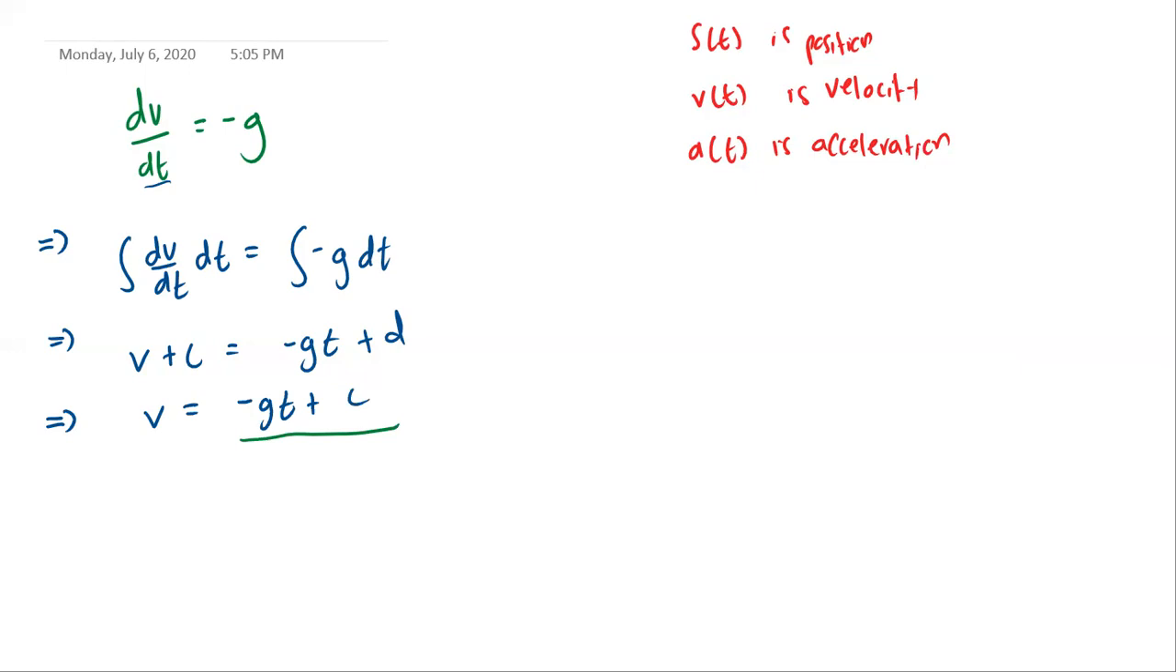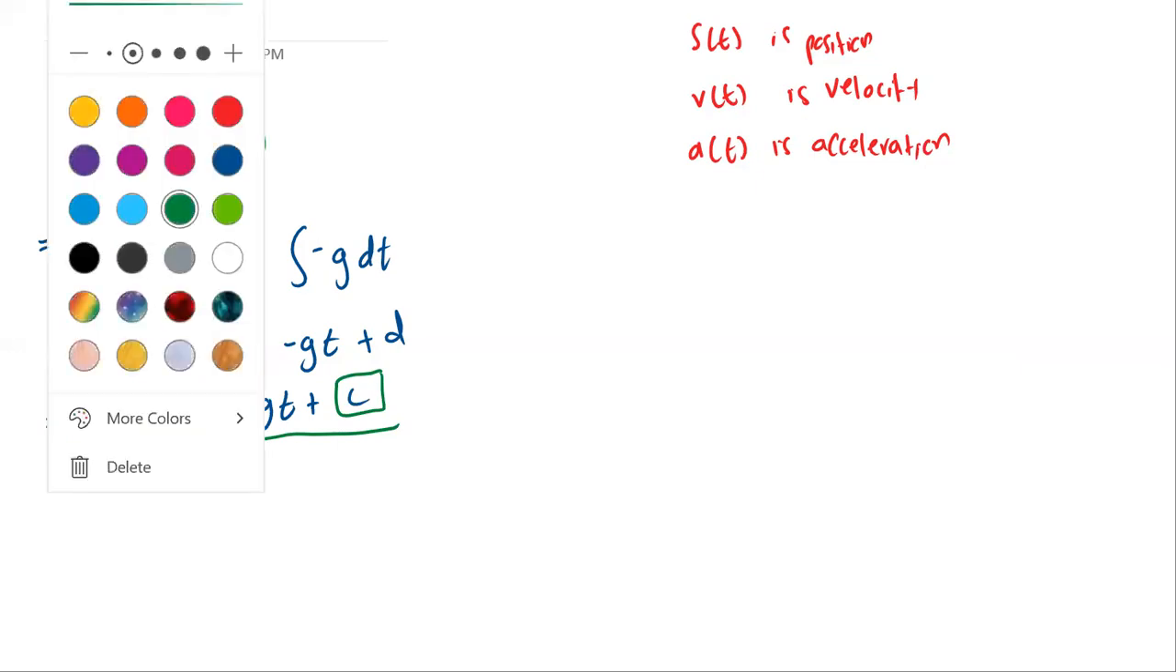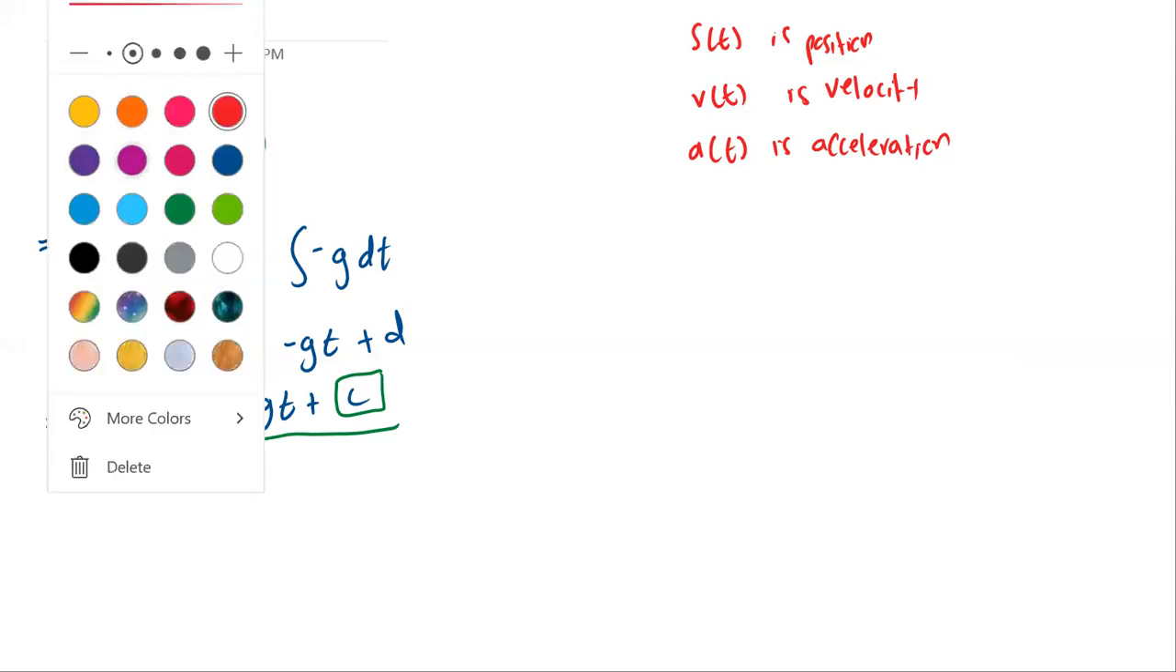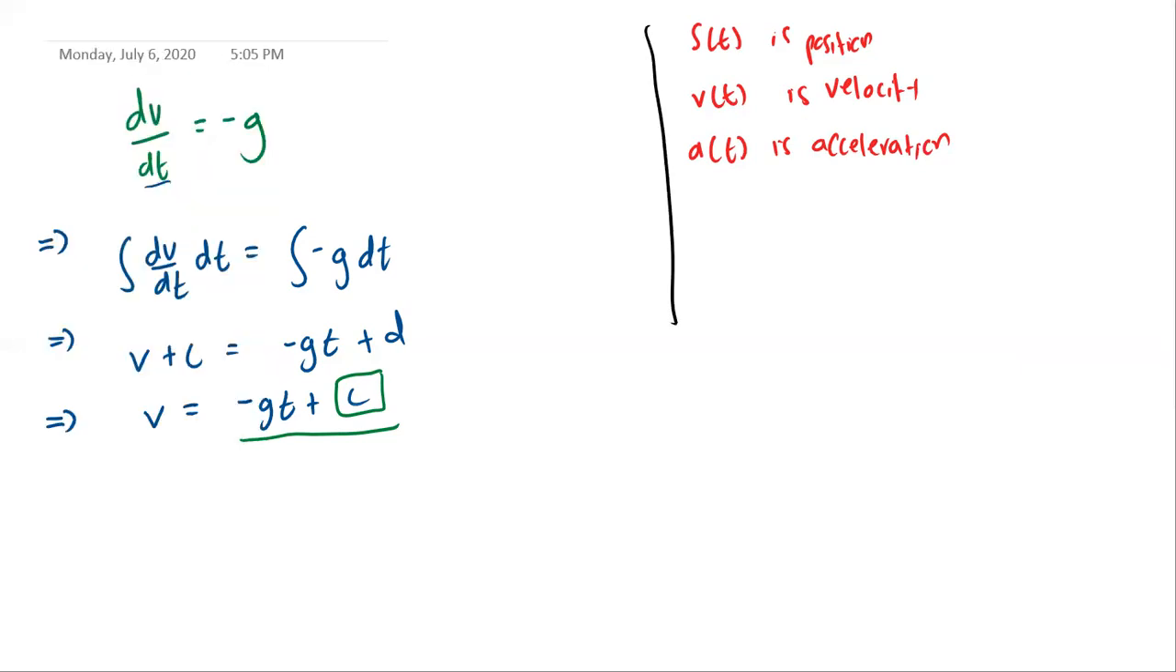Now, it would be nice if we could get rid of this constant here. Right now, it's an arbitrary constant. That means that we have infinitely many solutions for this differential equation. Now, how do we get rid of that constant? Well, we can use some of the information that we were given. Specifically, we were given that the initial velocity is 5 meters per second.